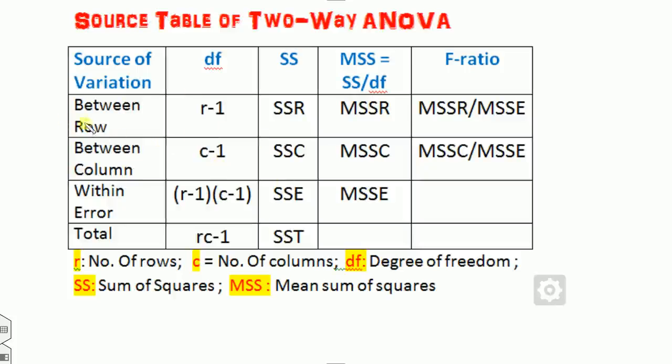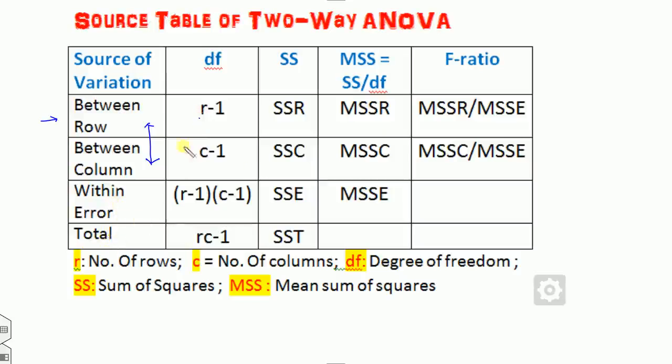Then what will the source table be? How do you design it? So this is the source table. Look at that, in the one-way ANOVA we always have between the groups. Here the groups are the row and the column, so I just split it into two parts. Rest all are similar, that is the between and the total.